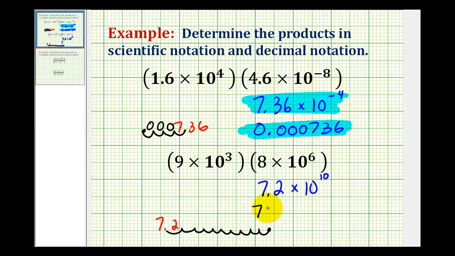So 7, 2, 1, 2, 3, 4, 5, 6, 7, 8, 9. Not 10, remember, because the first move was to the right of the 2. So we have the thousands, the millions, and the billions. So this product is 72 billion written in decimal notation. And again, we have the product in scientific notation as well as decimal notation.